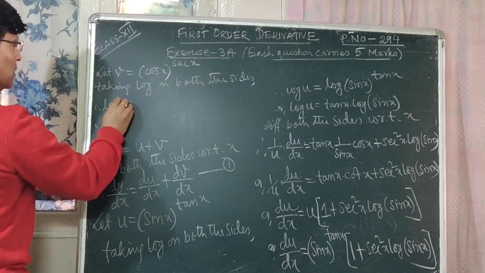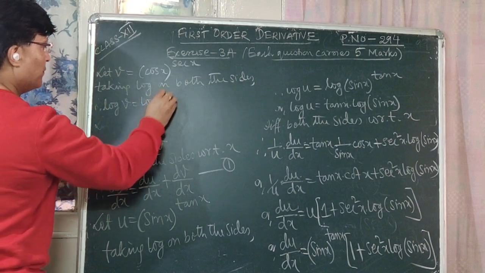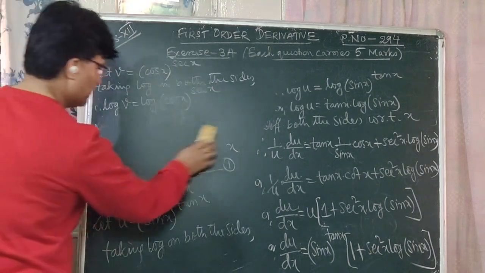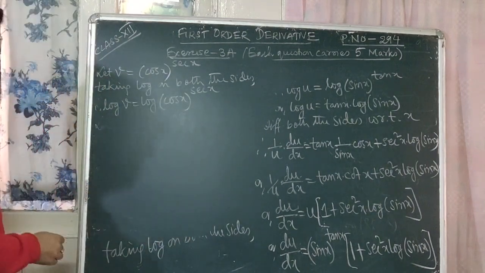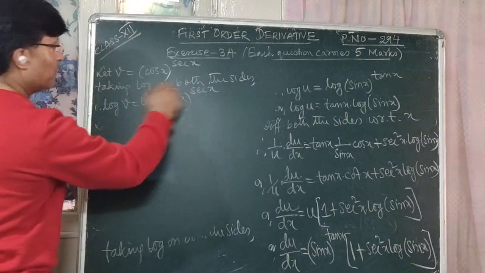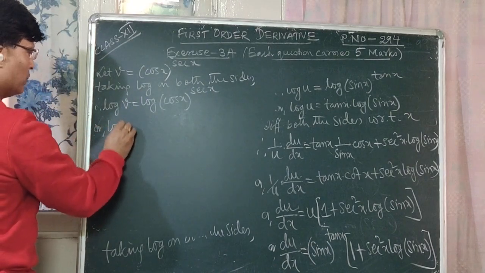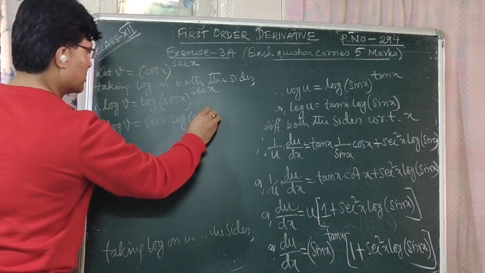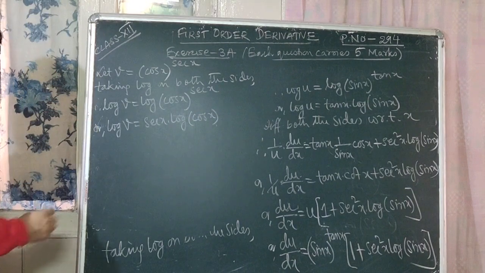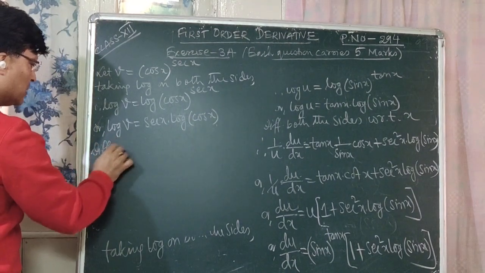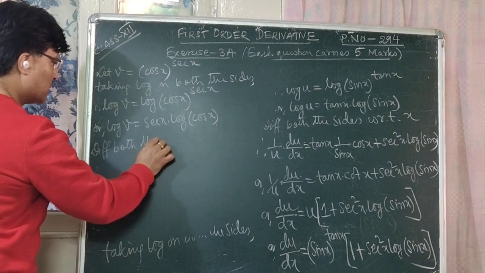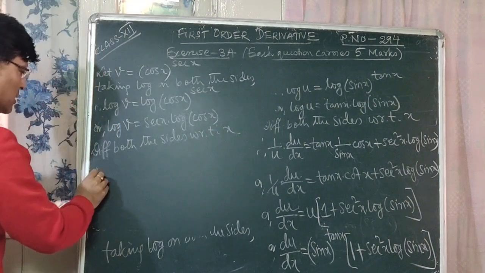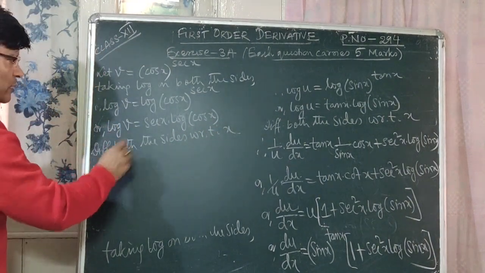So what do we get? Log v is equal to log of (cos x) whole to the power sec x, right? So let us find out dv by dx now. First of all, this power becomes the coefficient, or log v is equal to sec x into log of cos x. Is that clear? Now differentiating both the sides with respect to x.